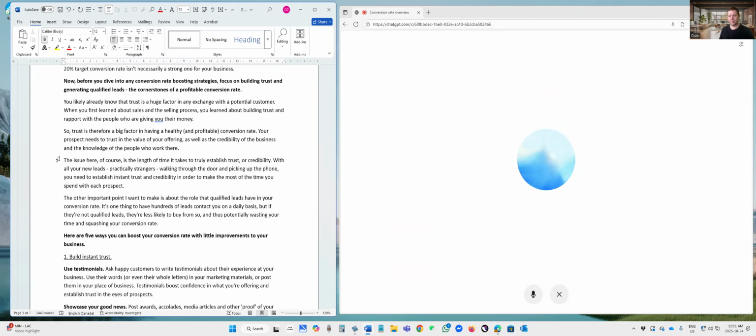Your prospect needs to trust in the value of your offering, as well as the credibility of the business and the knowledge of the people who work there. The issue here, of course, is the length of time it takes to truly establish trust or credibility. With all your new leads, practically strangers, walking through the door and picking up the phone, you need to establish instant trust and credibility in order to make the most of the time you spend with each prospect.